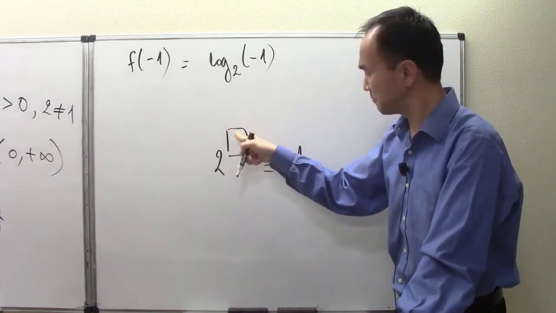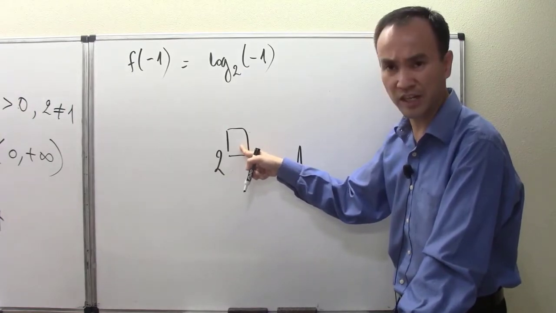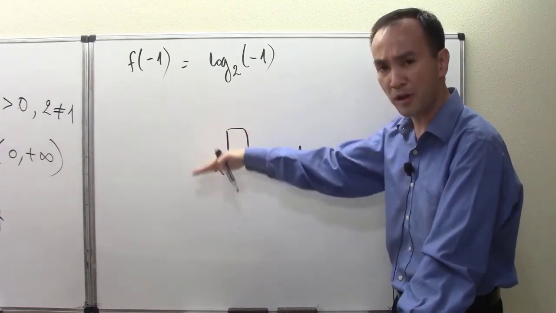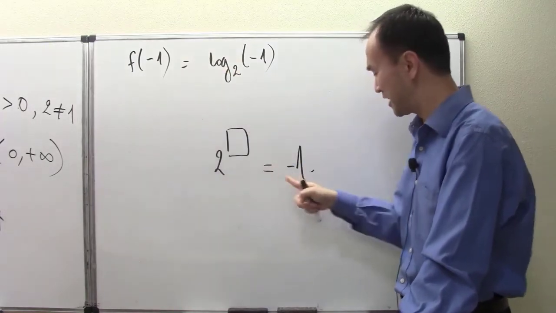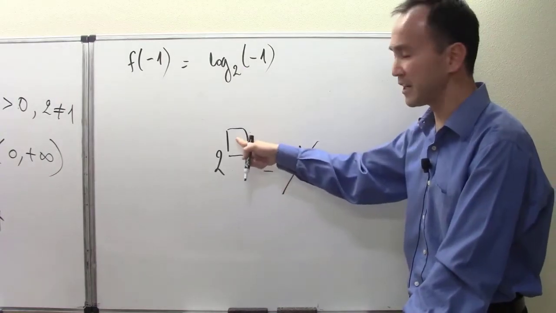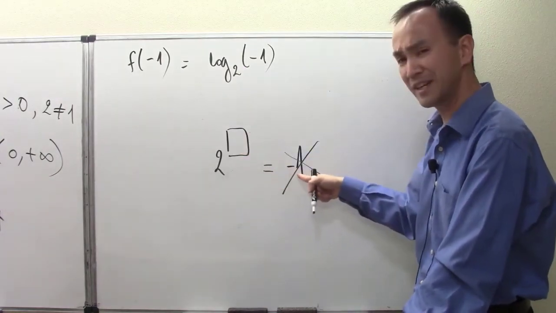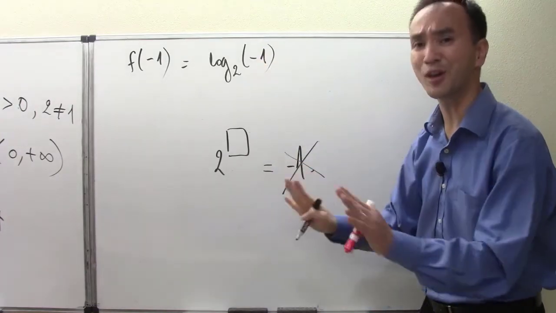In the world of taking exponents, especially when the base is already a positive number, no matter what power we give to 2, we will only ever end up with a positive value. And so it's never possible to find an answer that equals -1. That is the reason why a negative input here does not work.